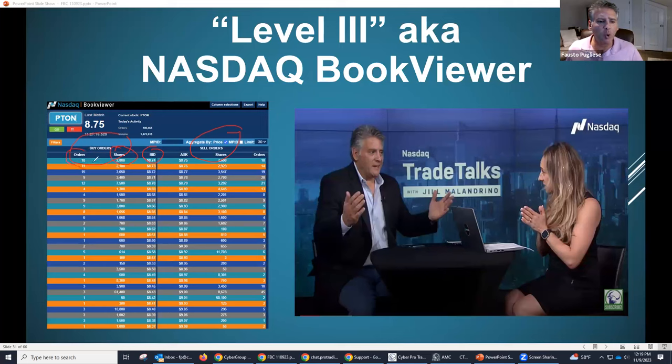And these are how many orders make up those shares. Whoever wants to buy it for the most amount of money is up on top. Whoever wants to buy it for less money is down at the bottom. Same thing for the sell side. Whoever wants to sell their shares for the least amount of money is up on top. Whoever wants to sell their shares for more money is down here at the bottom.